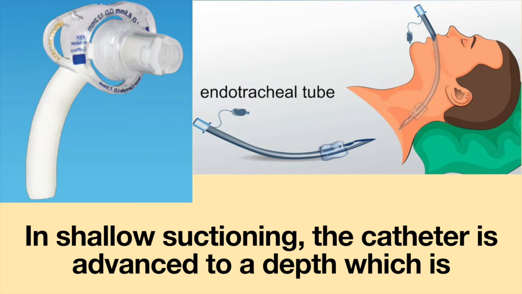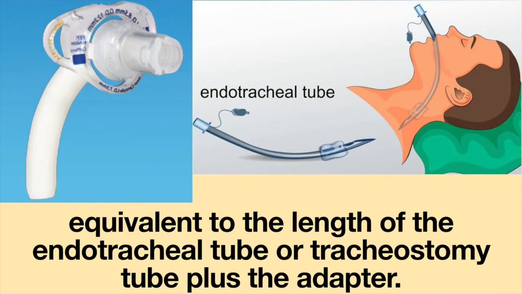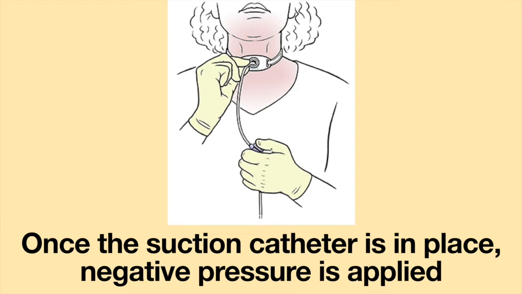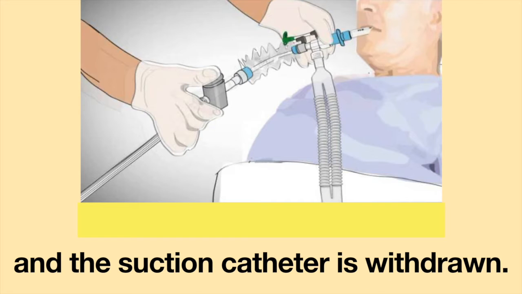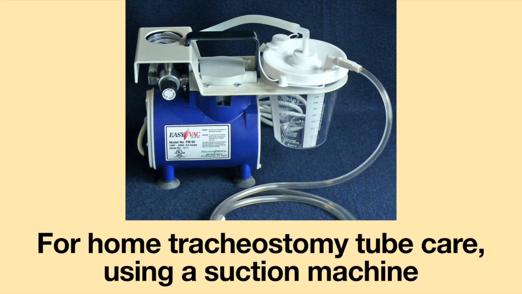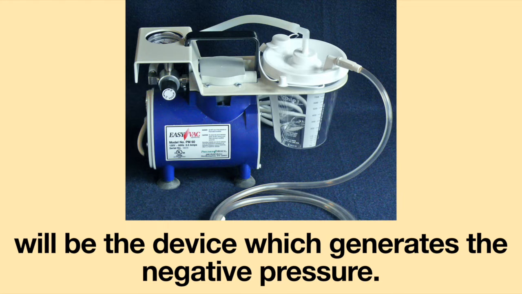In shallow suctioning, the catheter is advanced to a depth which is equivalent to the length of the endotracheal tube or tracheostomy tube plus the adapter. Once the suction catheter is in place, negative pressure is applied and the suction catheter is withdrawn. For home tracheostomy tube care, using a suction machine will be the device which generates the negative pressure.